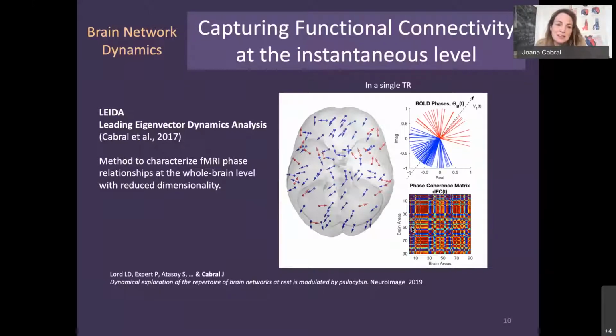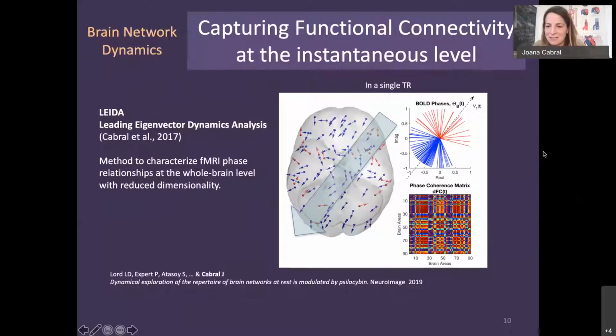So the method I've been working on is called leading eigenvector dynamics analysis, but basically it's a method to characterize the fMRI signal phase relationships at the whole brain level with reduced dimensionality. So imagine this is for a single TR, again, how the BOLD signal phases are organized. And what we then take is how these phases project into the main, the leading eigenvector, represented by this vector here.